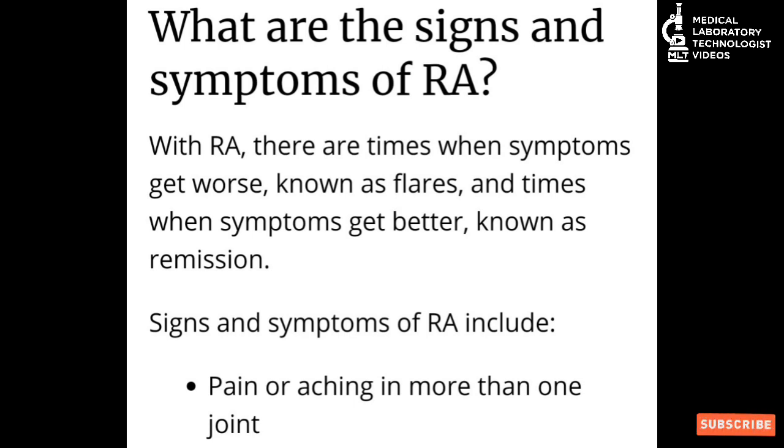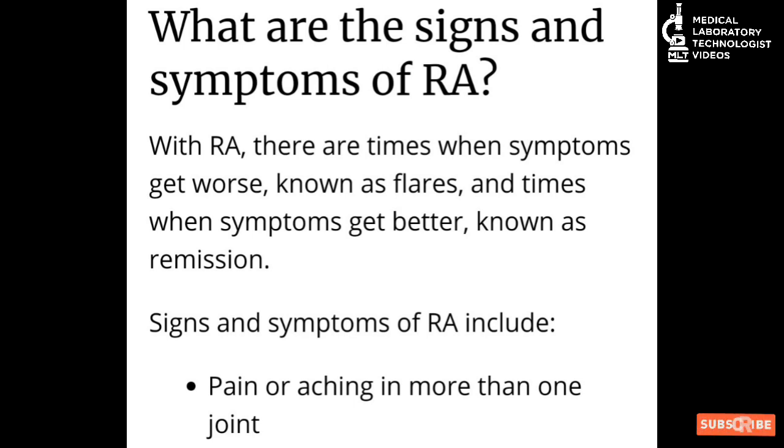With rheumatoid arthritis, there are times when symptoms become worse. We call that time flares, and when symptoms become better, we call that remission. That is just for information, it's not necessary to include this in your notes. Signs and symptoms include the following.